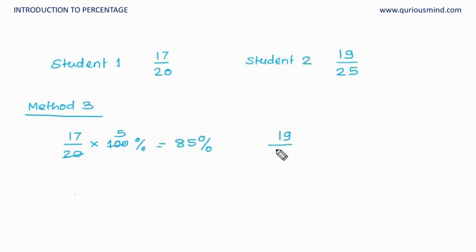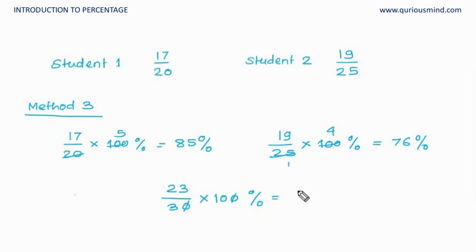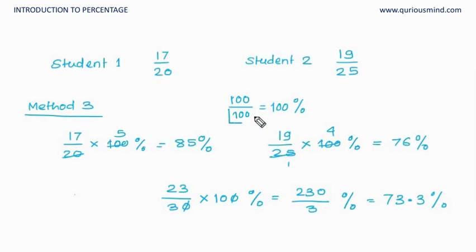Same way, 19 upon 25 multiplied by 100%. The earlier example we had, this gone, that equals 230 upon 3%, and that is equal to 73.3%. The difference between method 2 and method 3 is just that instead of writing 100 upon 100 and multiplying this, we are writing this as 100%, just to ensure that we do not do any operation on this 100, and this 100 stays intact.